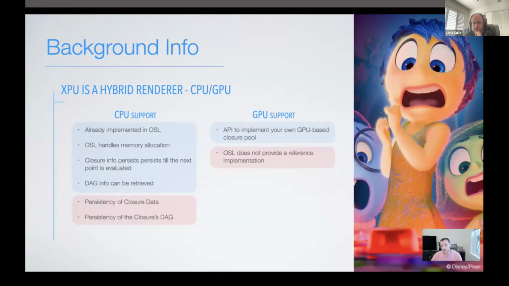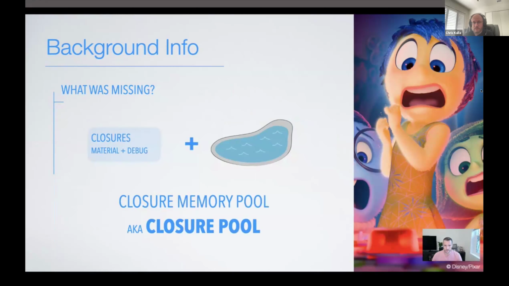And on the other side, for GPU devices, currently there's no reference implementation that exists in OSL. As a consequence, we needed to implement our own corresponding way of handling that data. OSL at least provides an API, a set of methods that we can implement as engineers to provide our own GPU closure pool. So what was our solution to be able to support closures in different devices for XPU, which is a hybrid renderer, and as a consequence support material and debug closures?